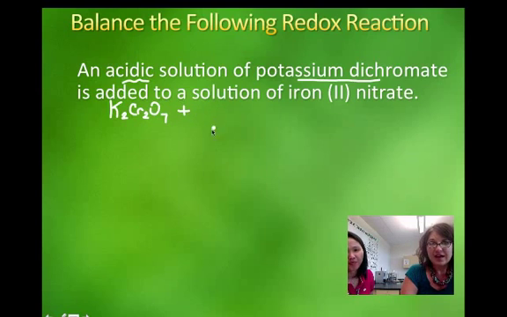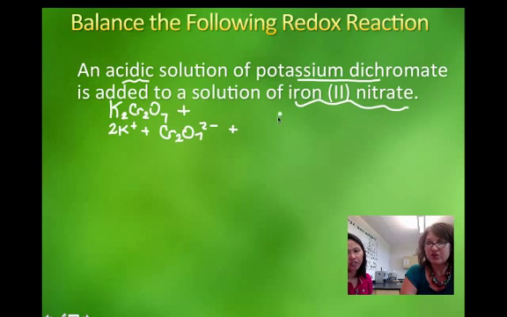All right. And now this is an alkali metal, and I said we have to use solubility rules. Alkali metals are always soluble. So I'm going to split this up. I have potassium ions and I have dichromate ions, Cr2O7. So I have both of those in solution. And then I have iron 2 nitrate.